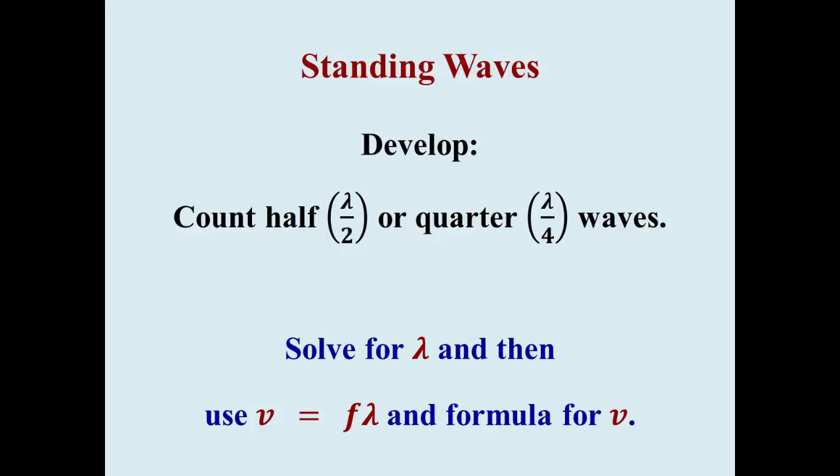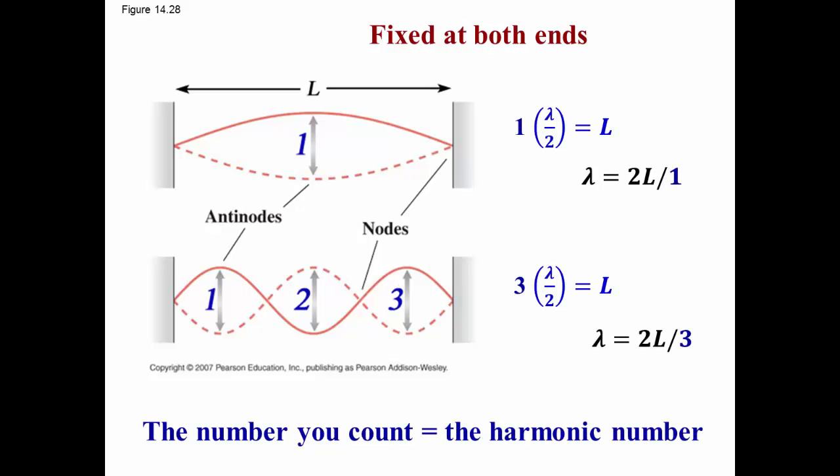Finally, I want to give a quick overview of one of the problem-solving techniques that we use for waves, specifically for standing waves. The first step is to count either half or quarter waves. After you've done the counting, solve for lambda, then use v equals f lambda and the formula for v to figure out what you need to figure out in the problem. The unknown might be v, it might be f, it might be lambda, based on what you know in the problem.